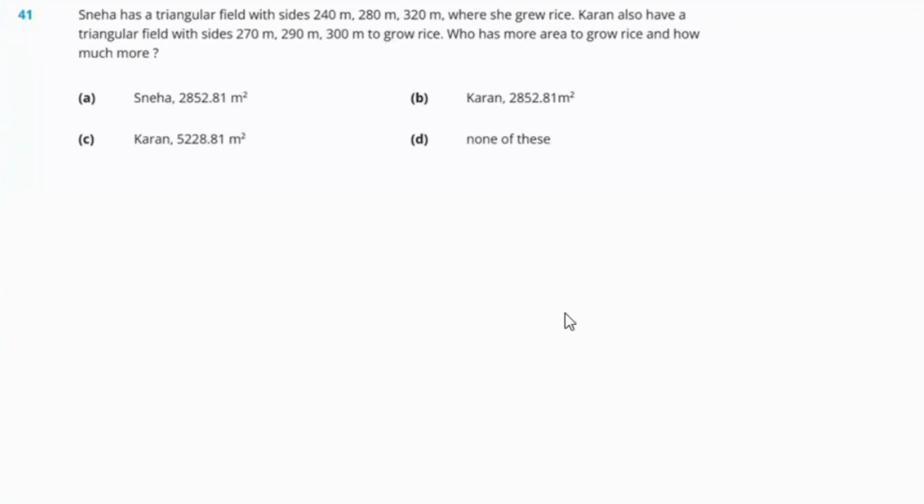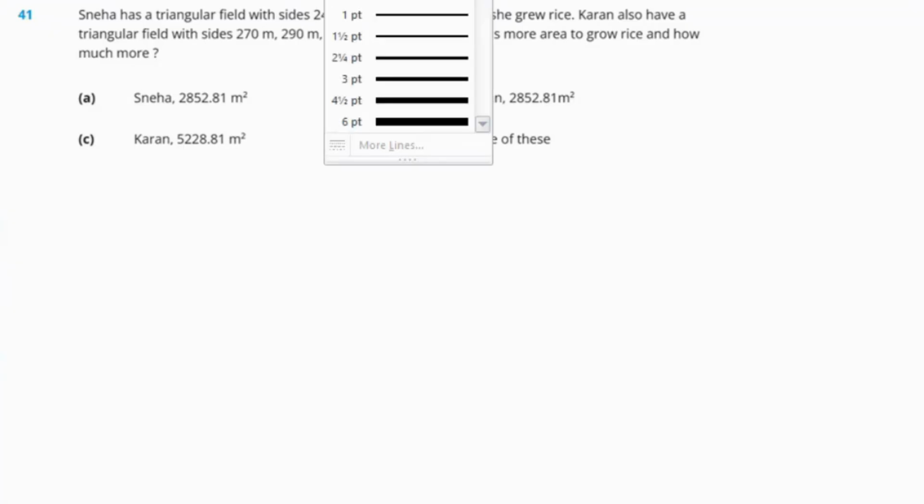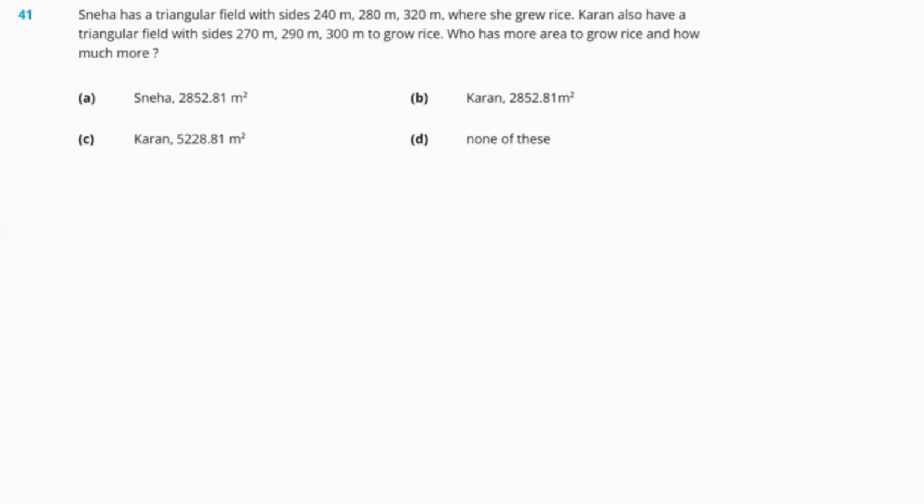Okay, so now we have question number 41, and question number 41 is saying that Sneha has a triangular field with sides 240 meter, 280 meter, 320 meter, and where she grew the rice. Now Karan also has a triangular field with sides 270 meter, 290 meter, 300 meter to grow the rice. Okay, so who has more area to grow the rice and how much?